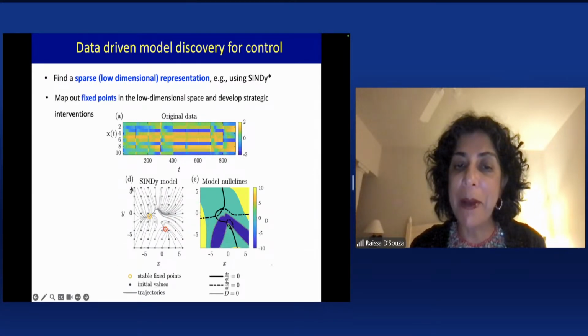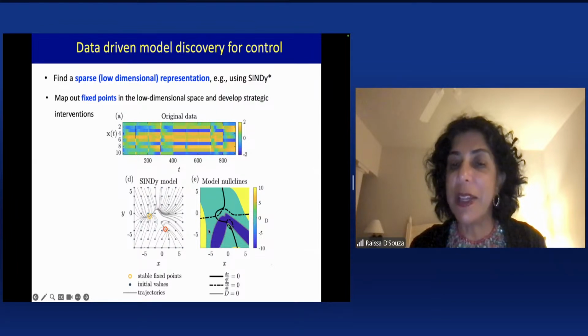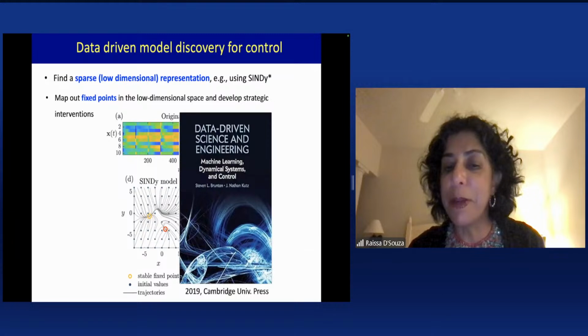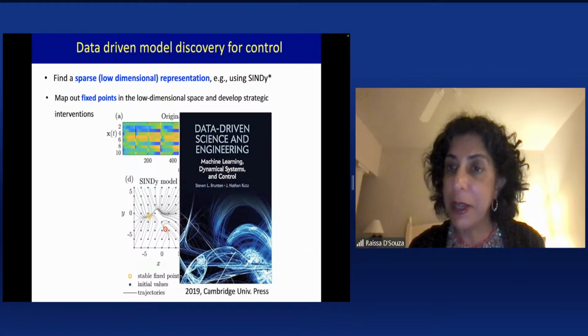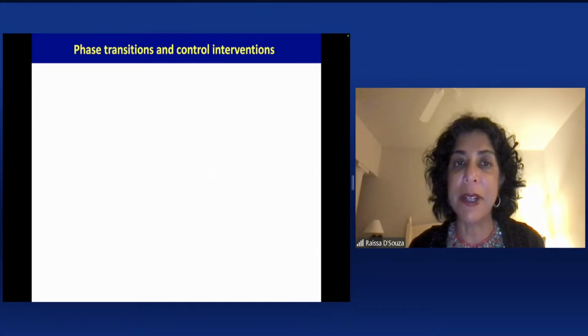And you can map out basins of attraction and try and think about small interventions that kick you around. And they wrote a very beautiful book that came out in 2019, Data-Driven Science and Engineering, where they talk more about control theory from these data-driven model discovery.